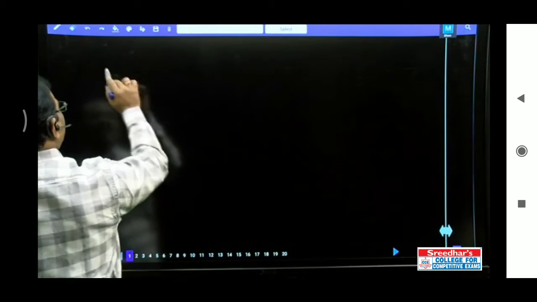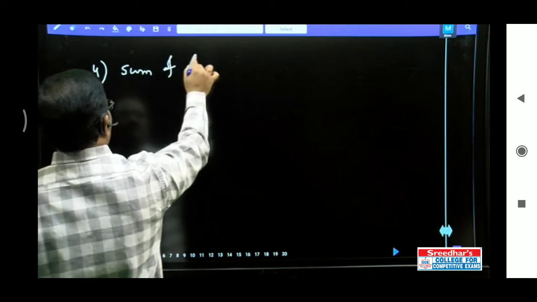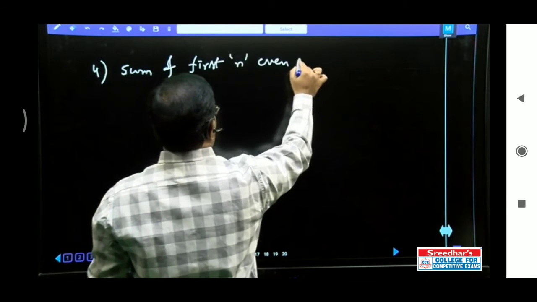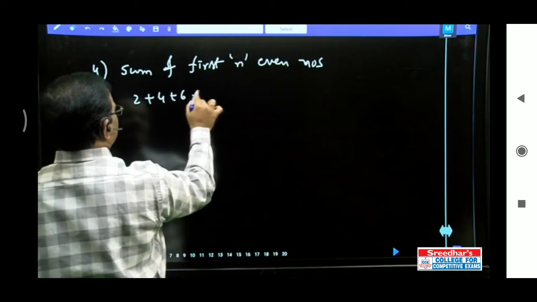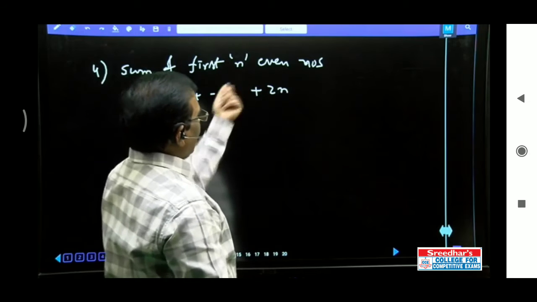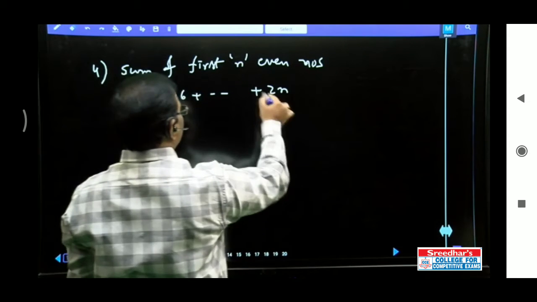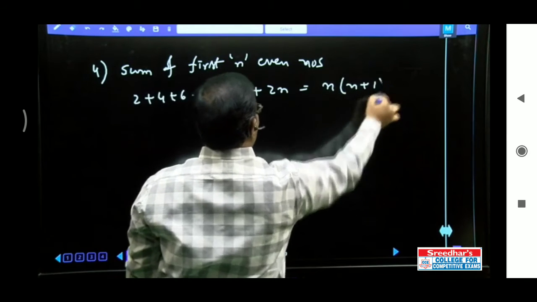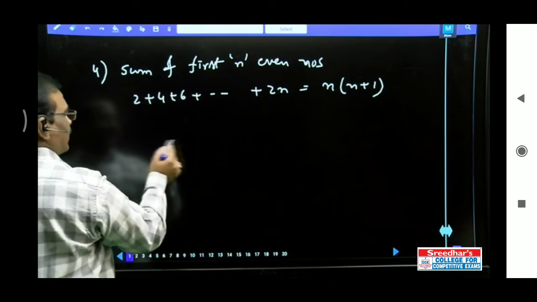Okay, next, the sum of the first n even numbers. That means 2 plus 4 plus 6 plus and so on, where the last even number is 2n. If we take up to 2n numbers, there are n odd and n even numbers, so 2n is the last even number. The n even numbers are of the form 2n. Therefore the formula is n into n plus 1. The sum of the first n even numbers 2 plus 4 plus 6 plus and so on up to 2n is n into n plus 1.